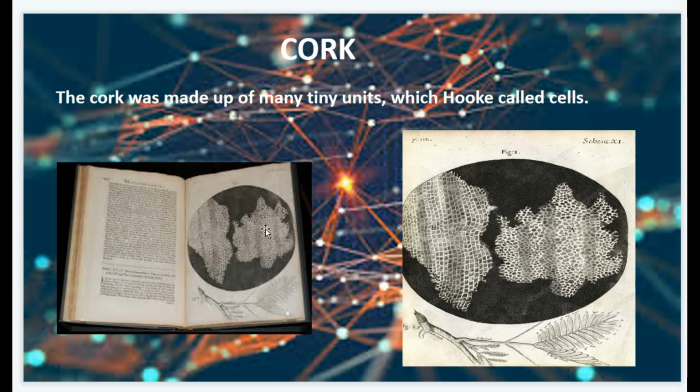Can you see? This is the original book picture I have mentioned here. Okay, this is the zoomed one. This is the book. So you can see the structures here. It is the same structure you can see in a honeycomb. So that's why he called this a honeycomb-like structure. And these compartments, which are visible, he called cells. Okay.